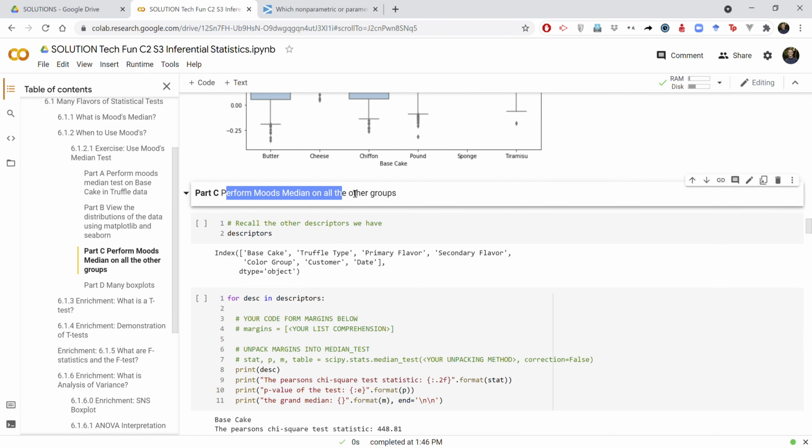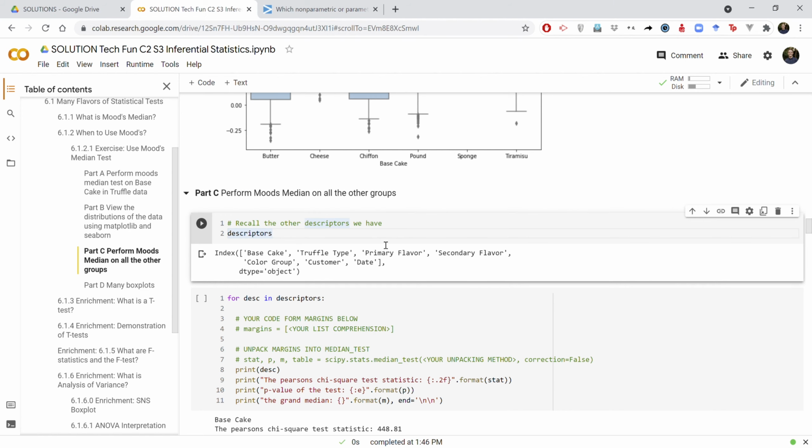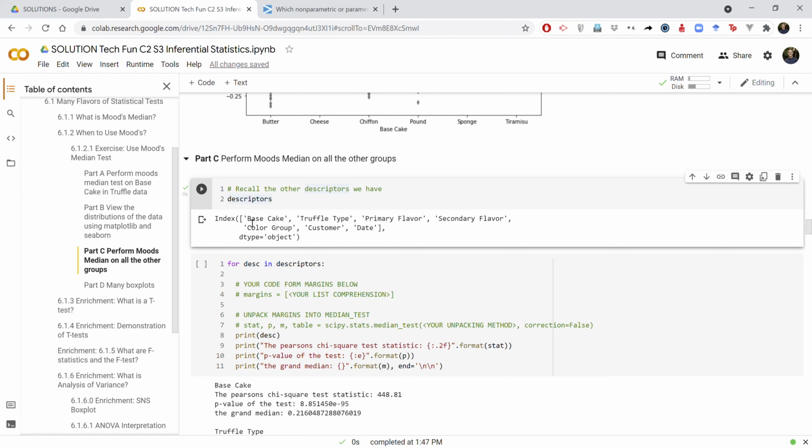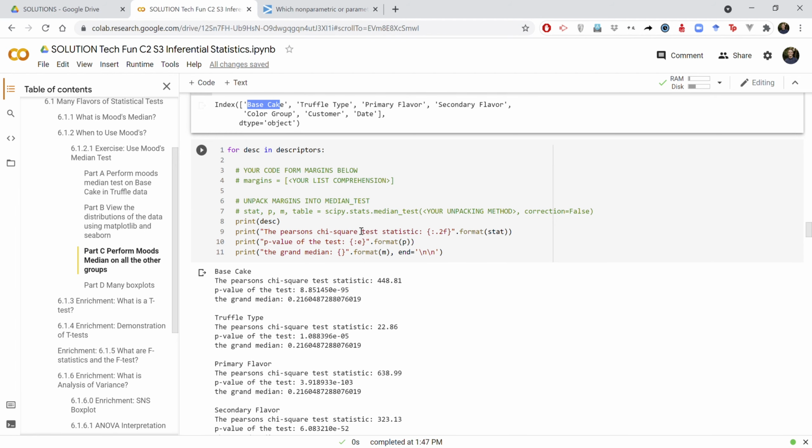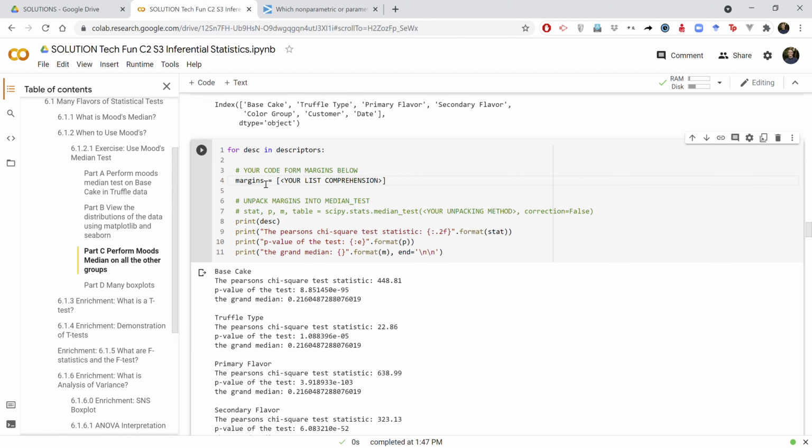Perform Mood's median on all the other groups. Recall the other descriptors we have. Right, so we did this for base cake, but we have 1, 2, 3, 4, 5, 6 others we can look at. And so we're going to want to loop through and do this for all of our other groups. So I'll go ahead and do that. For desc in descriptors, so this is going to be what we want to isolate our categorical variable on. So let's try the same thing we did above.